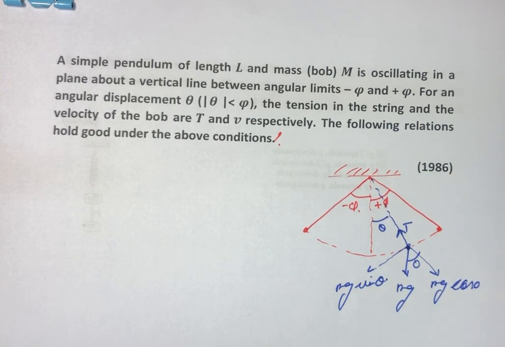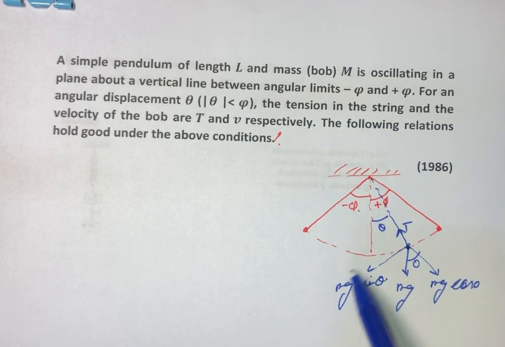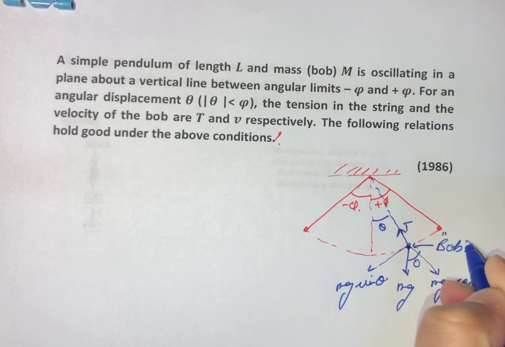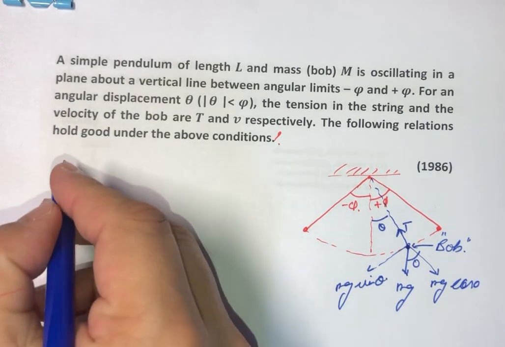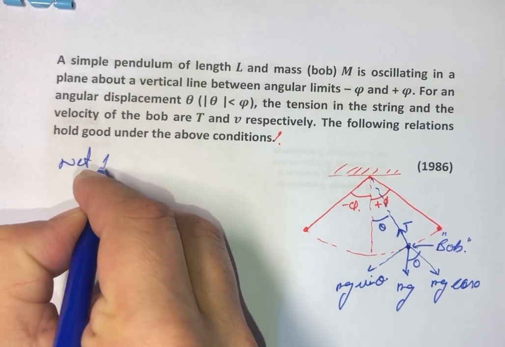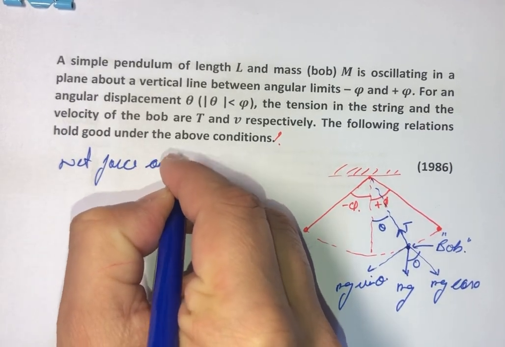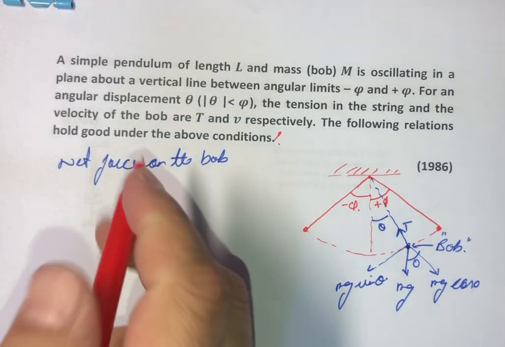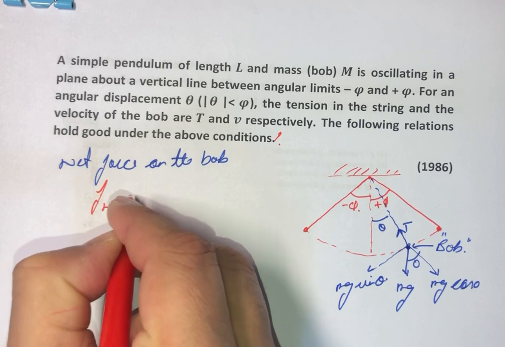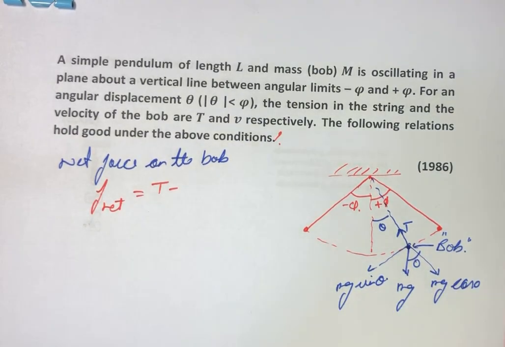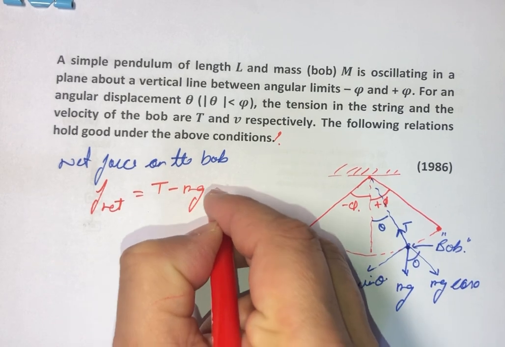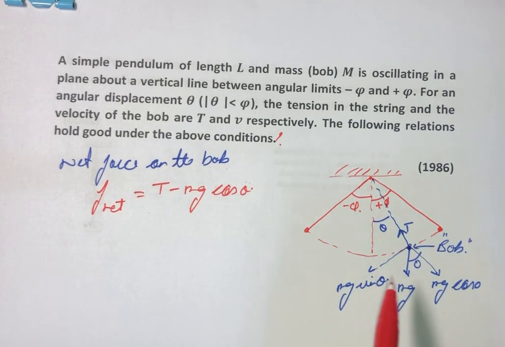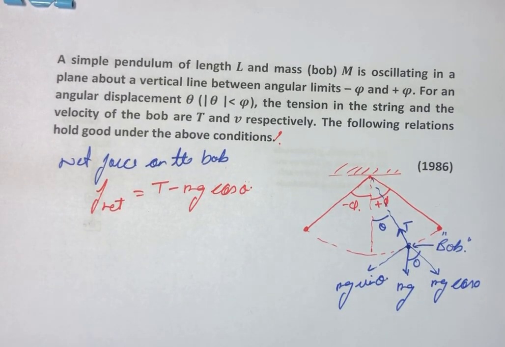So let us find out what are the various forces acting at the bob. So this is our bob. So net force on the bob, let us call that F net, will be equal to T minus mg cos of theta, and this net force will be providing the necessary centripetal force.